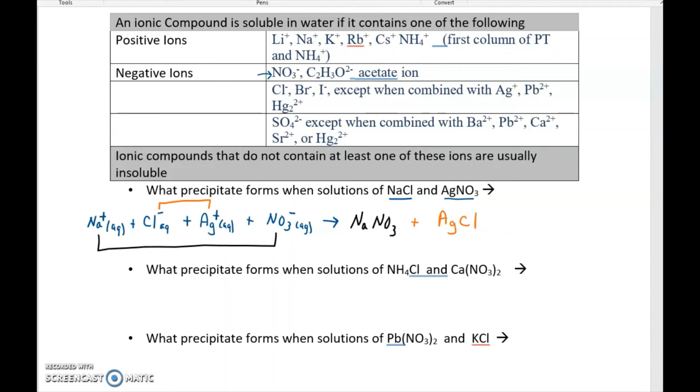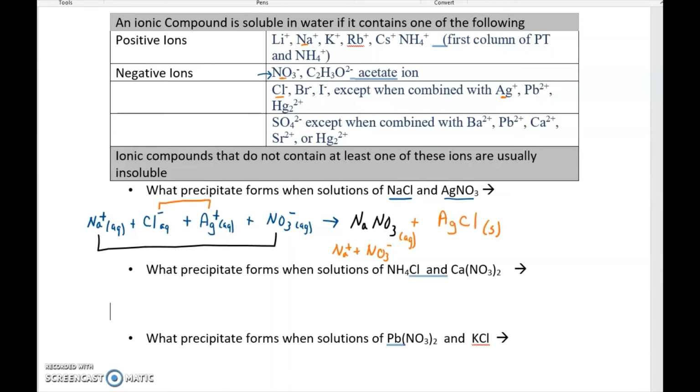Now if we look at sodium nitrate, we'll see that it's going to be soluble. Sodium is here, nitrate is here, so it's a double soluble. So this is going to stay aqueous. It's actually going to stay in its ions, sodium ions and nitrate ions, because it's soluble. But let's look and see what happens to the silver chloride. Chloride up here is soluble except when combined with silver. And so the silver chloride will be a solid and will appear as a precipitate.